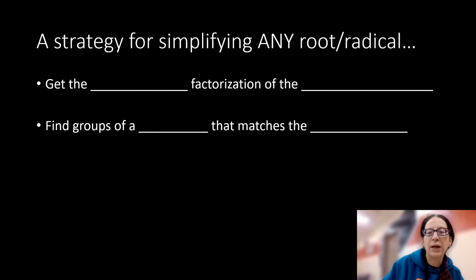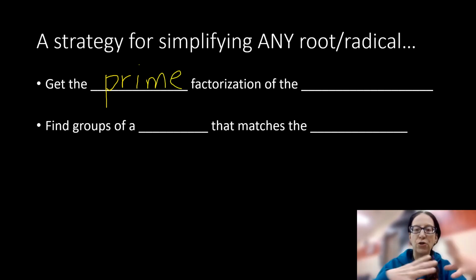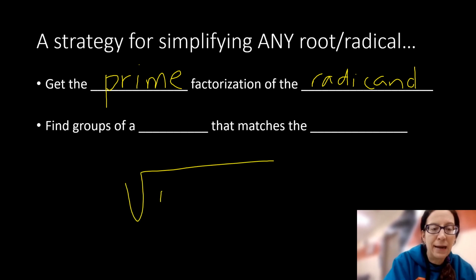So with this strategy, we get what's called the prime factorization. And that means we factor our expression into prime factors. That means things that cannot be factored any further. For the variables, this is really easy. For the numbers, it might take a little bit of scratch work off to the side. So we're going to get the prime factorization of what's called the radicand. Now, that's just some vocab I threw out there. The radicand is the thing under the radical.